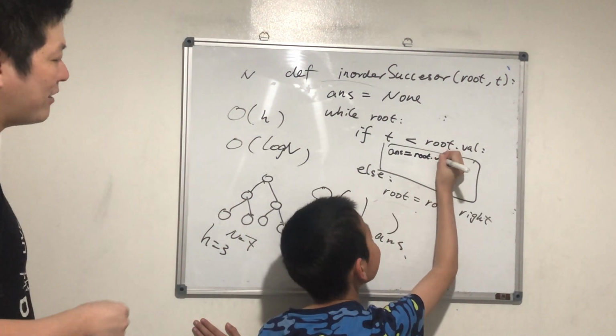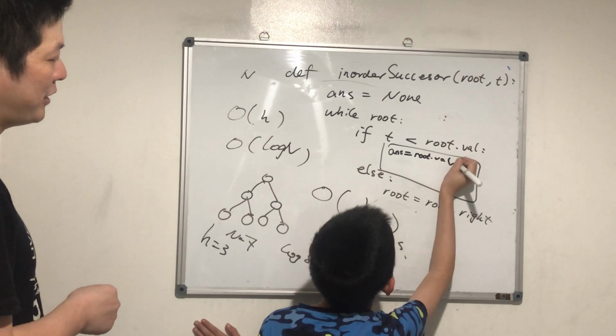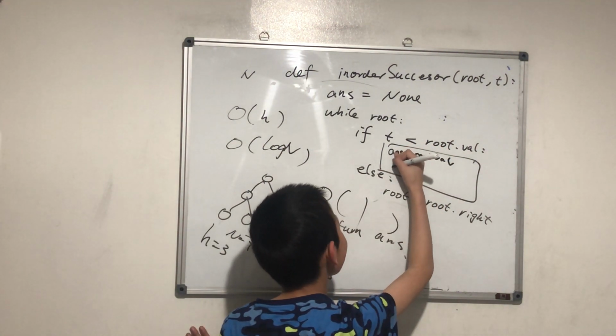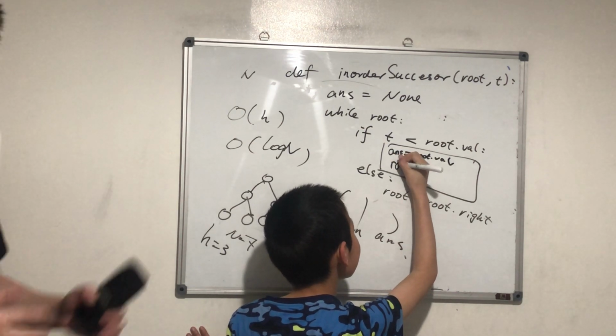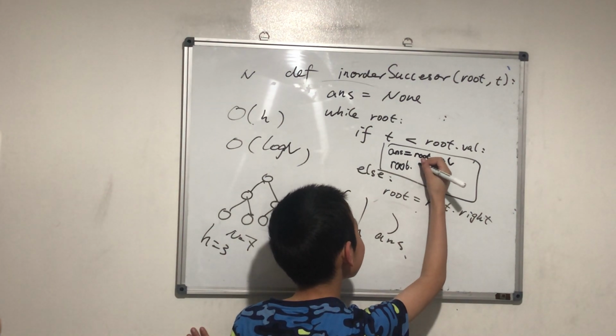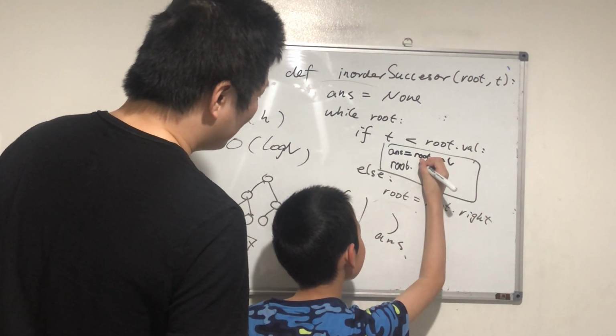Write it clearly. And then what? We go to the left or right? Left. Because it's smaller, we go to the left. If it's bigger, we go to the right. Does it make sense? Left, yeah.